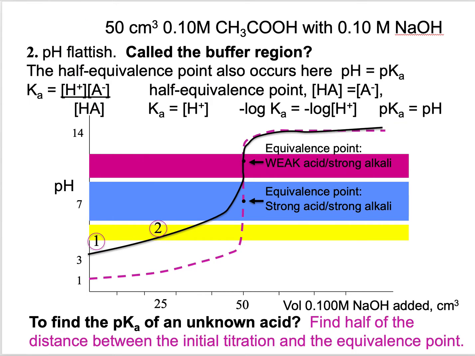And we're going to look at the mathematics of the buffer region and the half equivalence point, because your Ka for a weak acid is the equilibrium expression of the hydrogen ion and the anion of the acid over the undissociated acid. And at half equivalence point, your undissociated acid, HA, will equal the anion of the acid concentration.